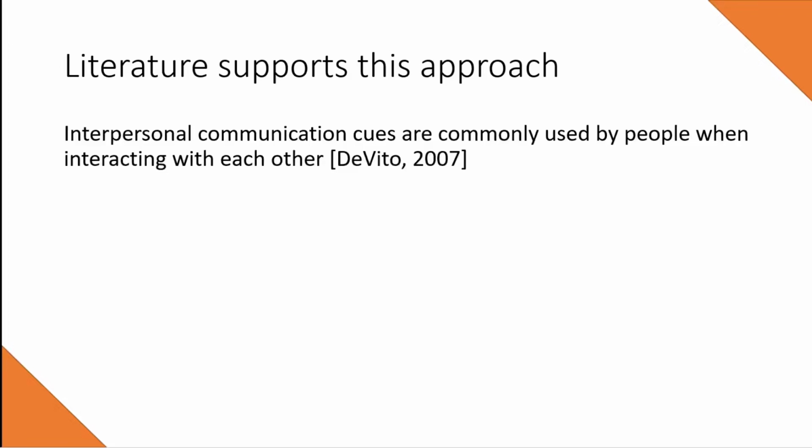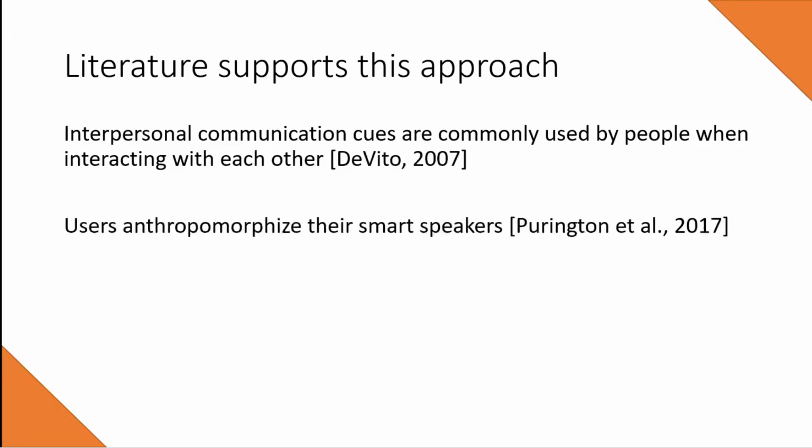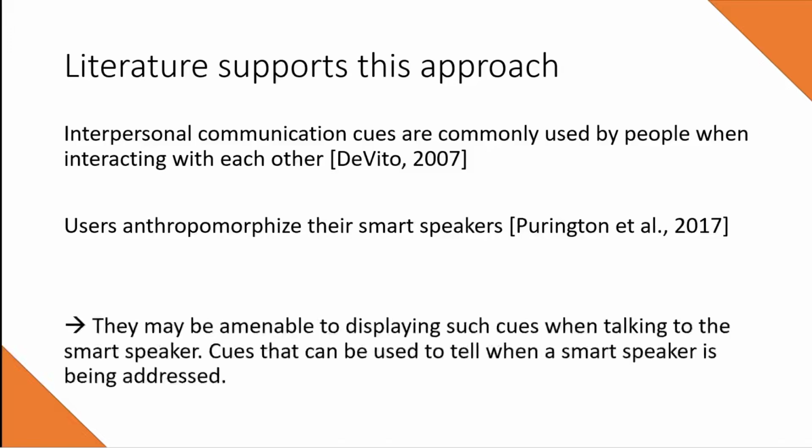At the same time, some literature suggests that users anthropomorphize their smart speakers. When they talk to the smart speakers, they treat them like human beings. So, if human beings use interpersonal communication cues to talk to each other, and if people treat their smart speakers like human beings, then maybe users could easily adapt to using these cues when talking to smart speakers. Potentially, these cues can be detected, and so, with very little effort by the users, the smart speaker could detect when it is being talked to or not, and so know when to turn its microphone on or off.